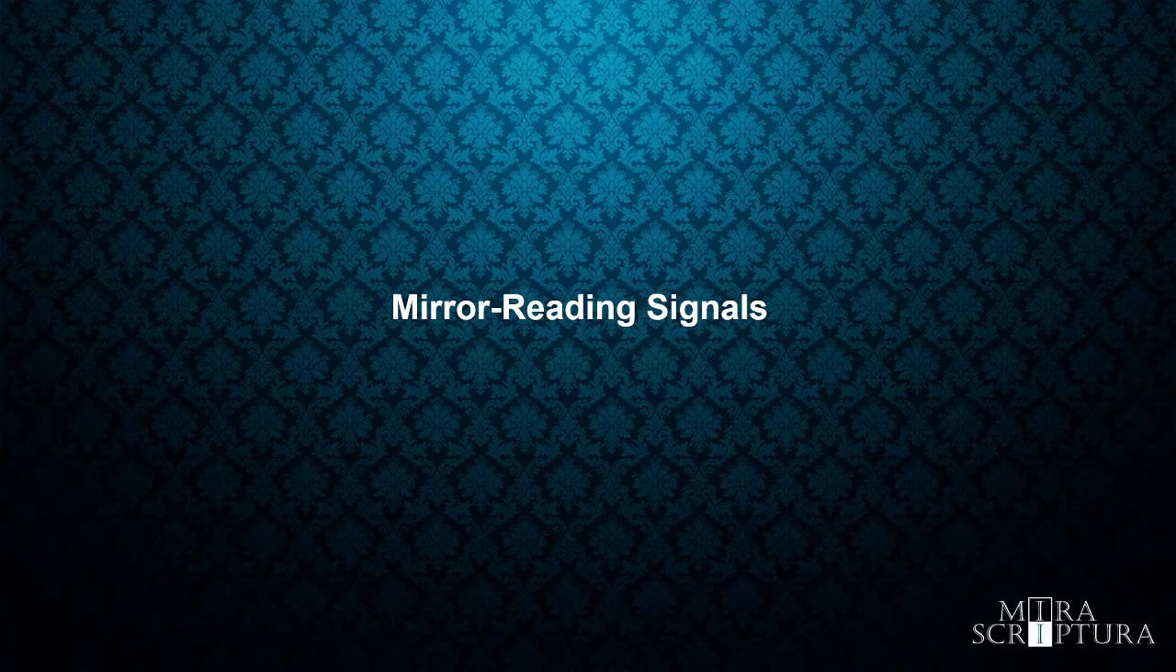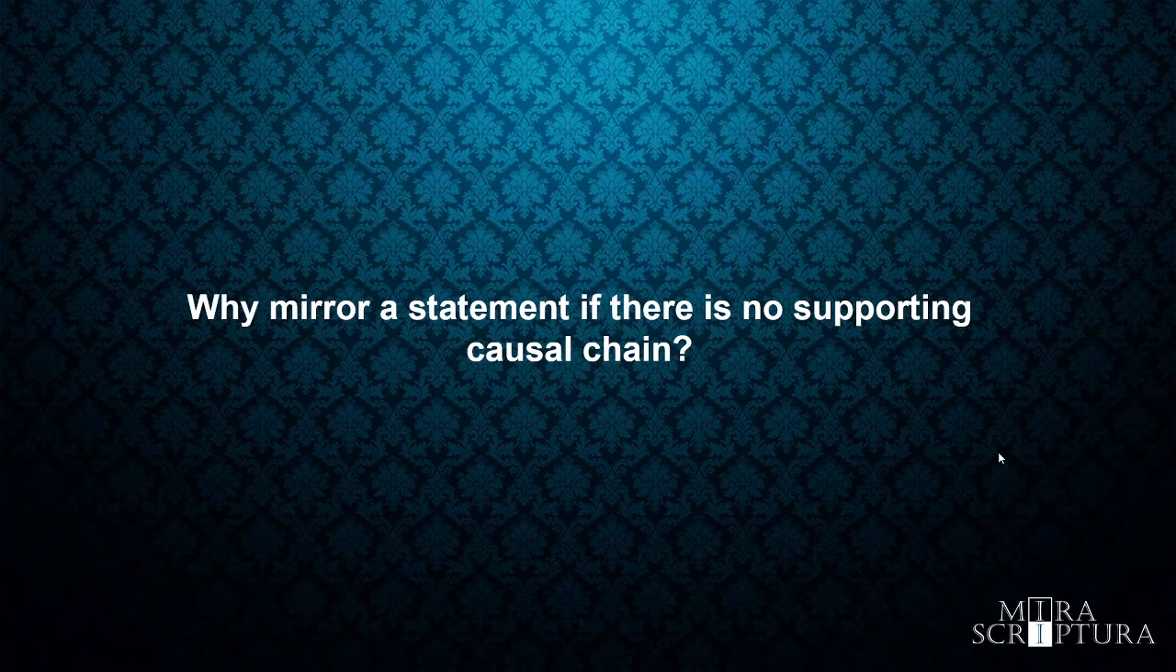All right, so today I want to talk about mirror reading signals and how they differ from causal chains. If you don't know what causal chains are, be sure to check out my previous video on reconstructing the missing context of the Bible. But today I'm just going to try to answer this question: why mirror a statement if there is no supporting causal chain? Because sometimes I do mirror a statement even if there seems to be little evidence that I should do so. So I want to take a look at why I do that.